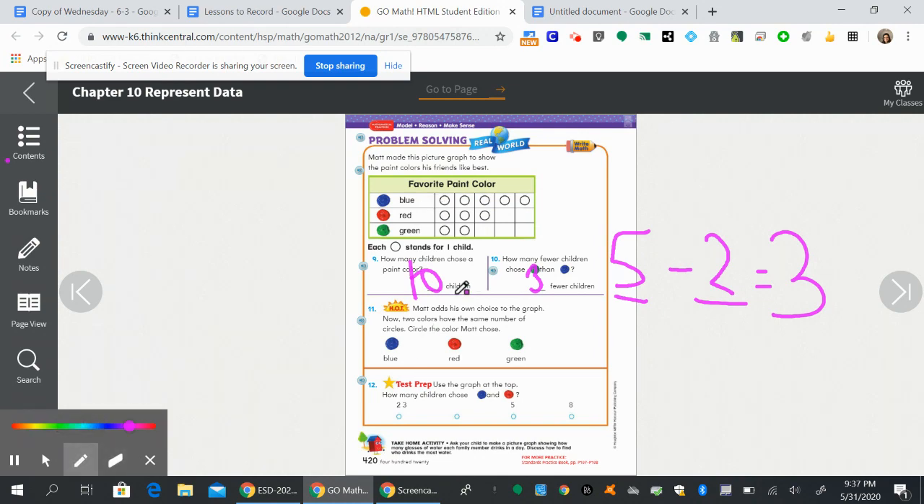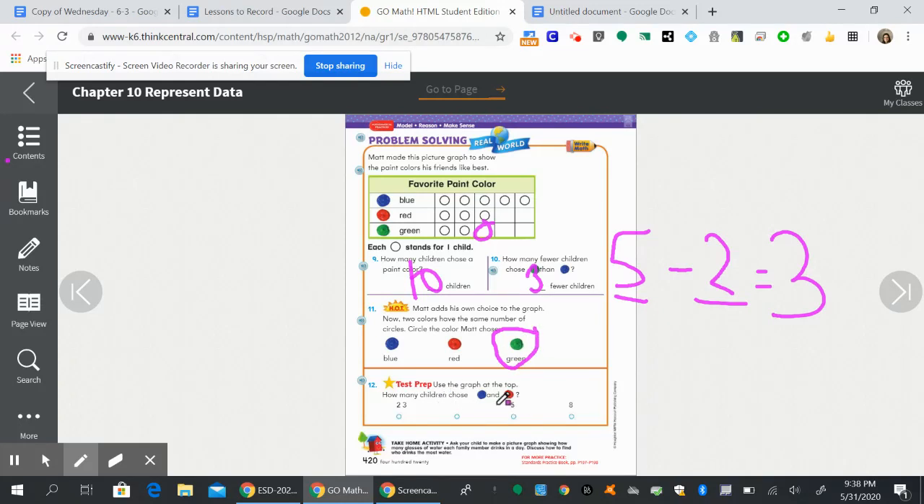Let's see. Ooh, this one might be tricky. Matt adds his own choice to the graph. Now 2 colors have the same number of circles. Choose the color that Matt chooses. So if it's going to be the same, one person votes and it's the same, he's going to probably vote for green because then green and red would be the same.